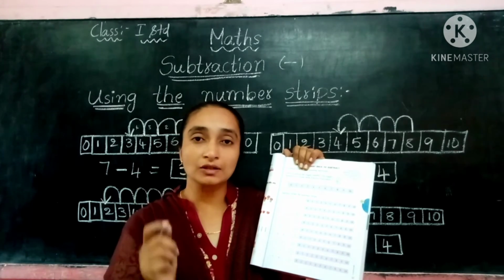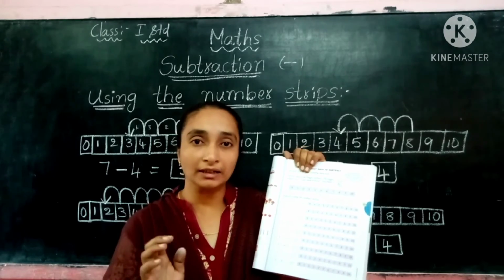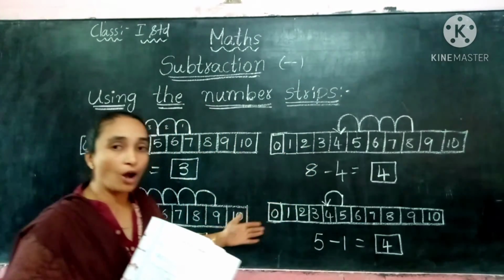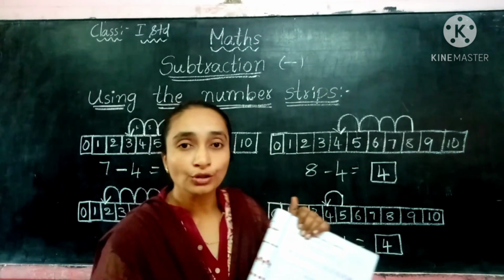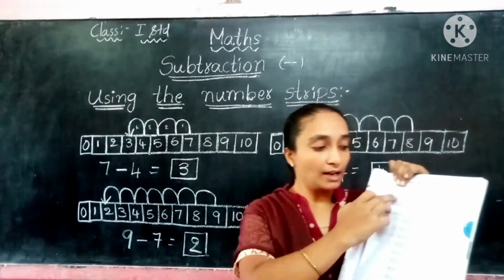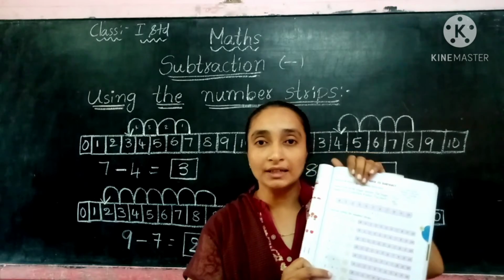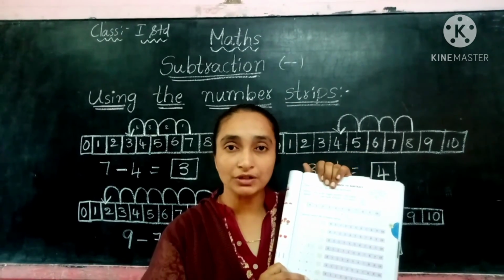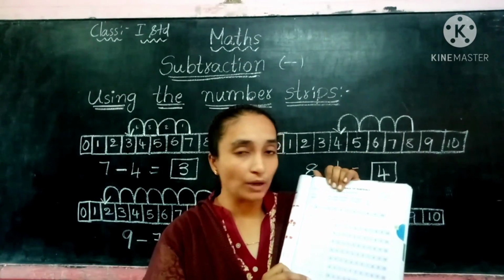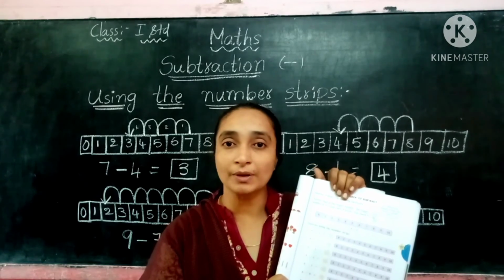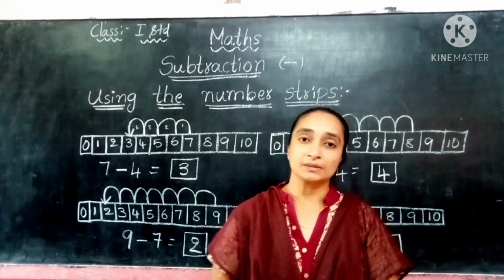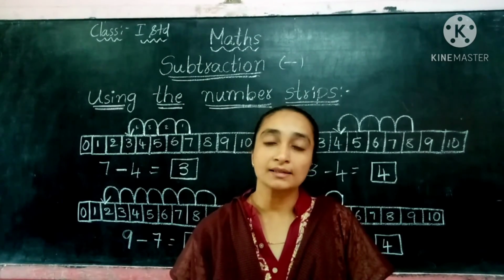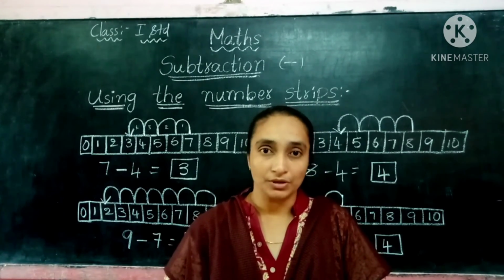So take your pencils, children. All of you do it very carefully and neatly. In the same way as I have said, children, all of you follow these examples and do it very neatly in our textbook. Complete page number 107, subtraction by using the number strips, in your textbooks. So here we have completed this exercise, subtraction by using the number strips.